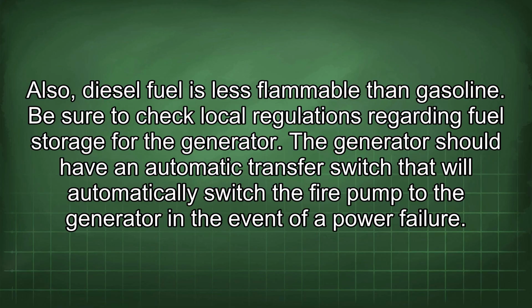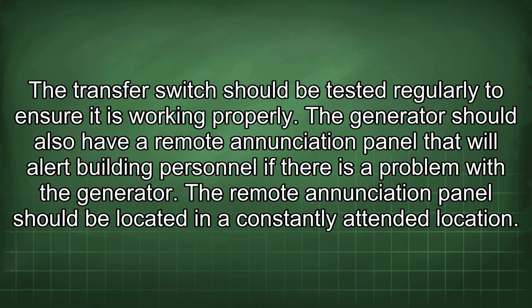The generator should have an automatic transfer switch that will automatically switch the fire pump to the generator in the event of a power failure. The transfer switch should be tested regularly to ensure it is working properly. The generator should also have a remote annunciation panel that will alert building personnel if there is a problem with the generator. The remote annunciation panel should be located in a constantly attended location.